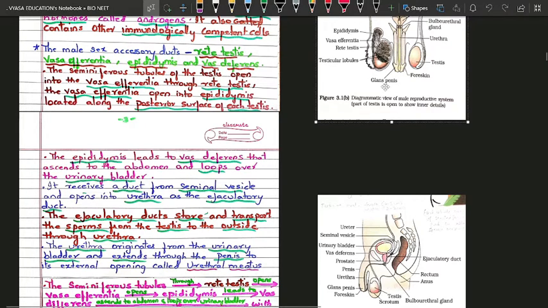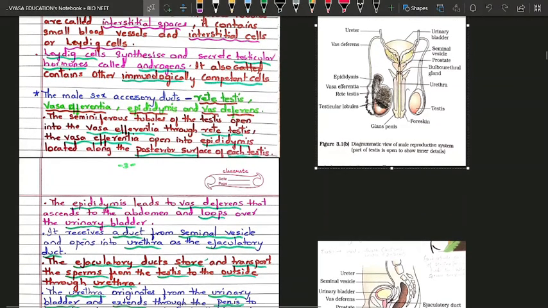Okay. The urethra originates from the urinary bladder. See here. Okay. So the urethra, it is emerging from the urinary bladder. Okay. This is the urinary bladder, isn't it? It is connected. Urethra is connected to it.